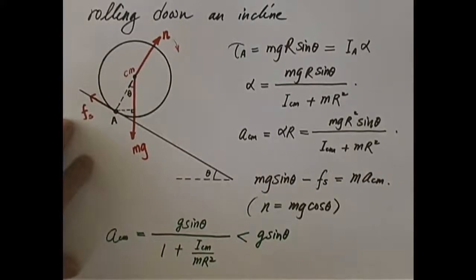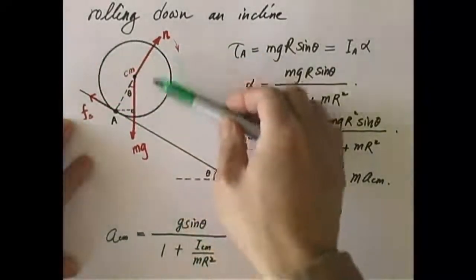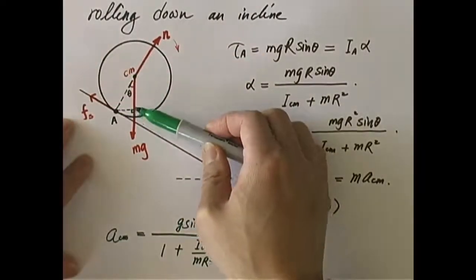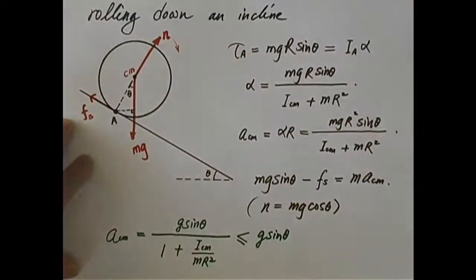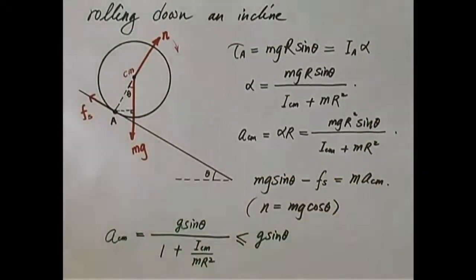This would be equal to g sine theta only if, in fact, less or equal. It equals g sine theta only if this term is equal to 0. So ICM is equal to 0. When ICM equals 0, that means this thing has no rotational inertia, which means you don't need a friction force at all to cause rotation. Rotation can be caused without any torque because you don't have to pay a price. I is equal to 0. That is the only case where ACM equals g sine theta, because you do not need a friction to sustain pure rolling.